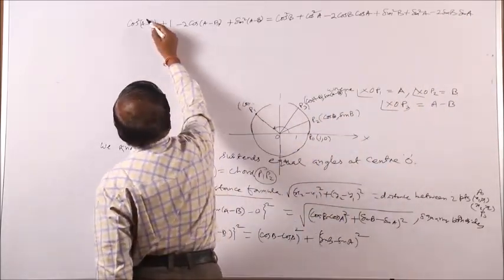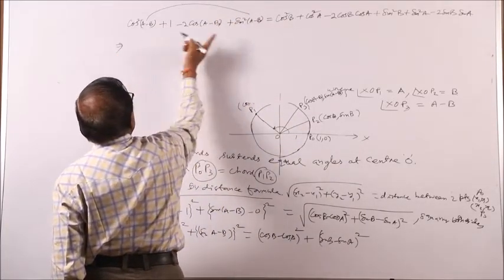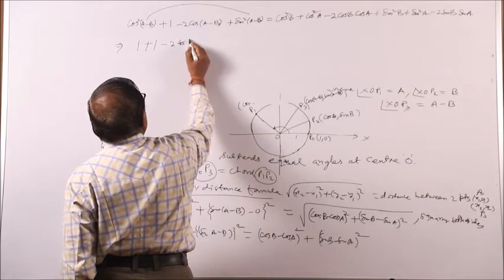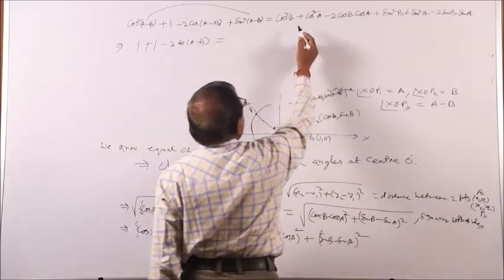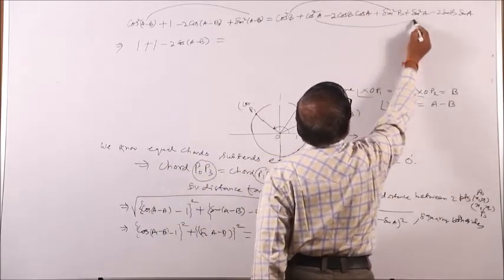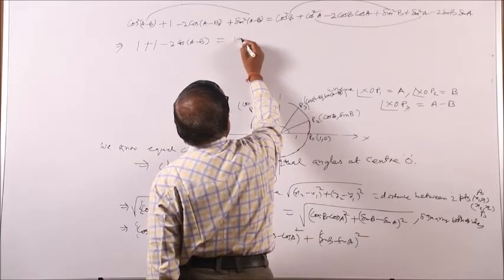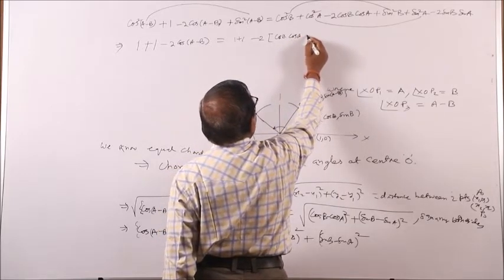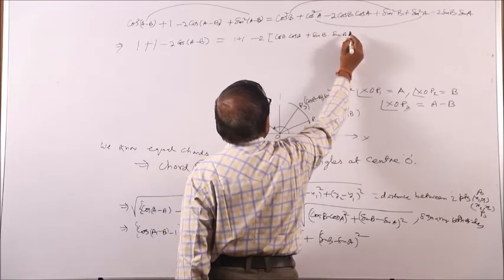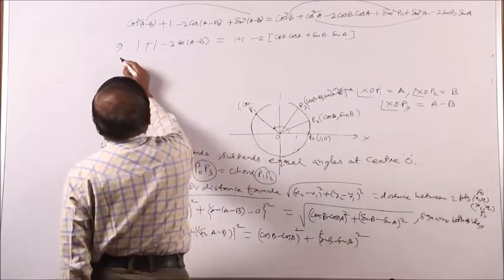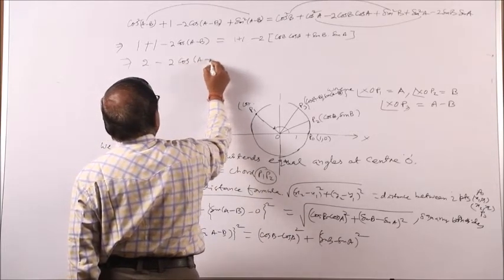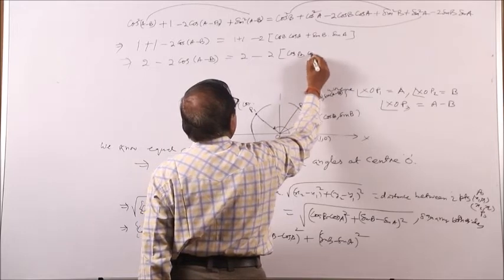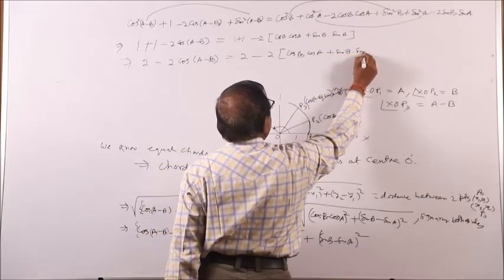You see what happens. Cos square theta plus sin square theta is 1, again this is 1, minus 2 cos (A minus B) is equal to, on the right, cos square B plus sin square B and cos square A plus sin square A, both are 1, plus 1 is 2, and 2 common, cos B into cos A plus sin B into sin A. So, this becomes 2 minus 2 cos (A minus B) is equal to 2 minus 2 (cos B into cos A plus sin B into sin A).